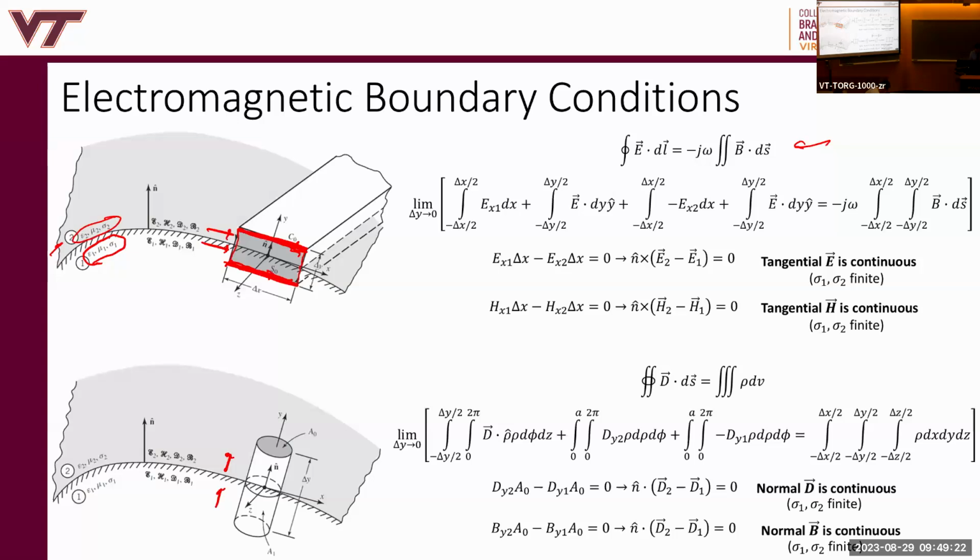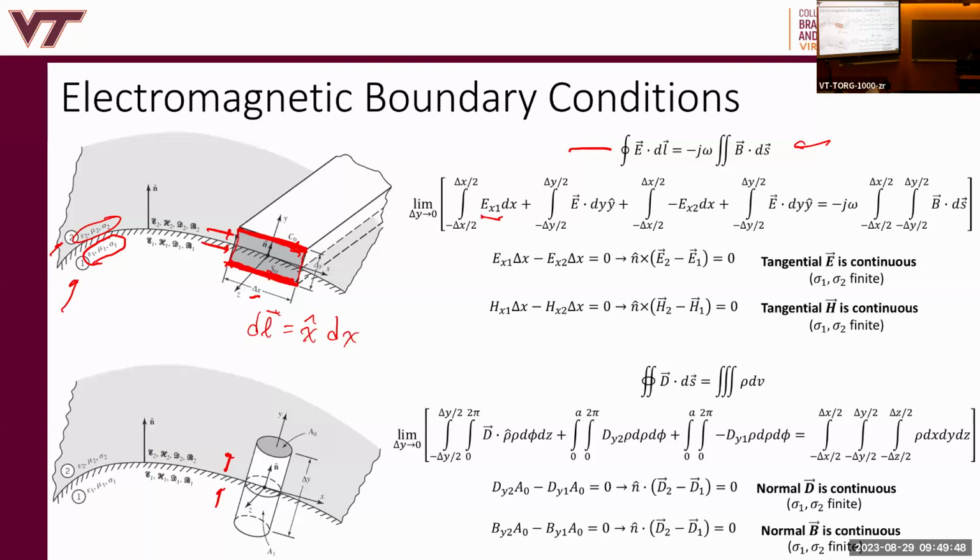All right, so let's do it. We have this integral of E dot dl. We're going to break that into 4 paths. So we have path 1. Path 1 is minus delta x over 2 to delta x over 2 of Ex1, it's in medium 1, times dx, right? Because our dl here for path 1 is x hat dx.